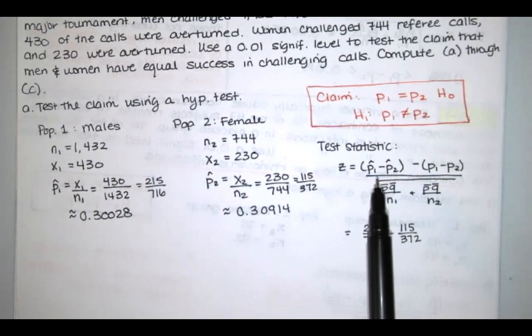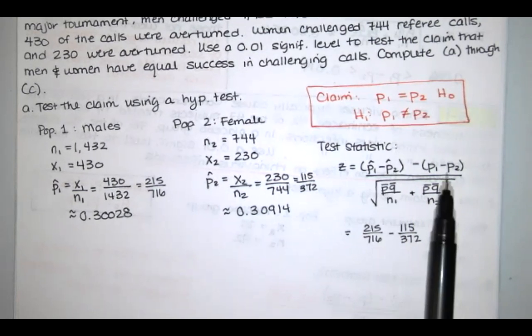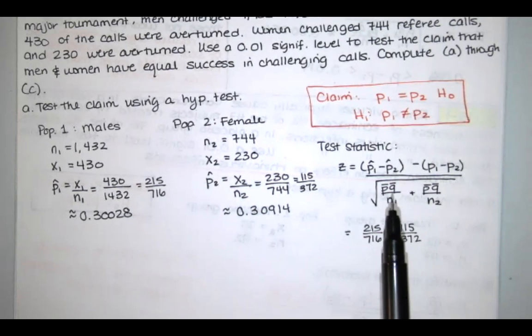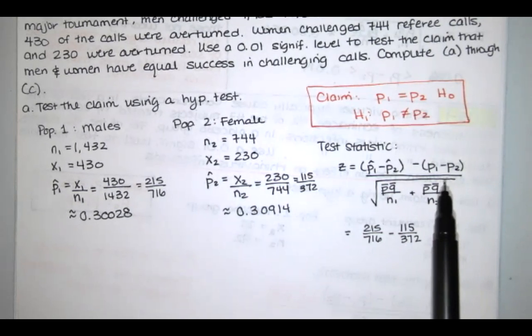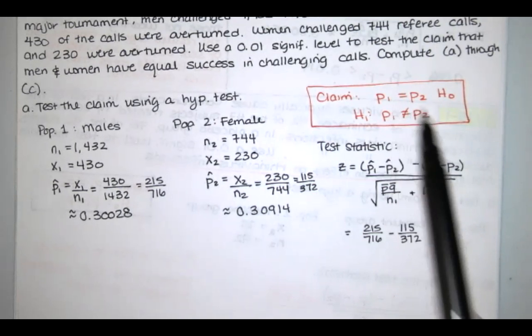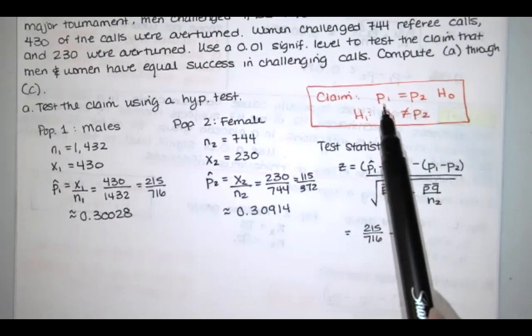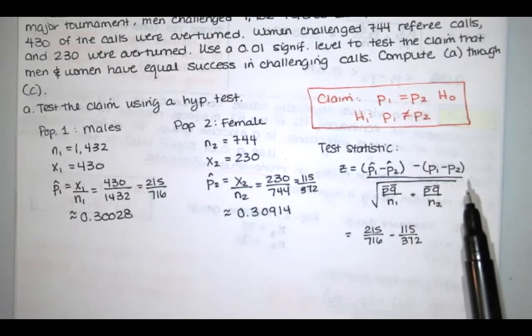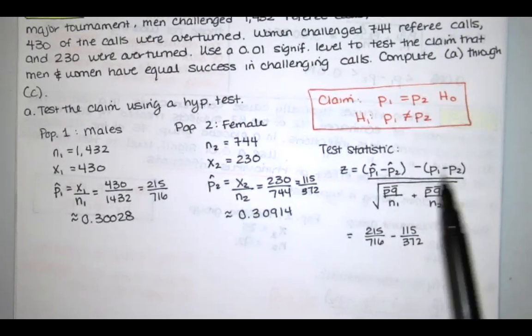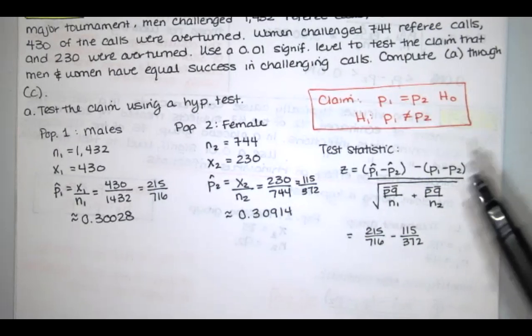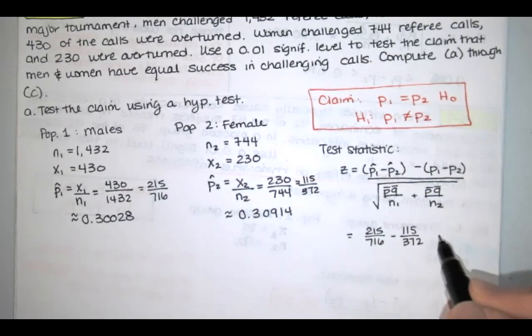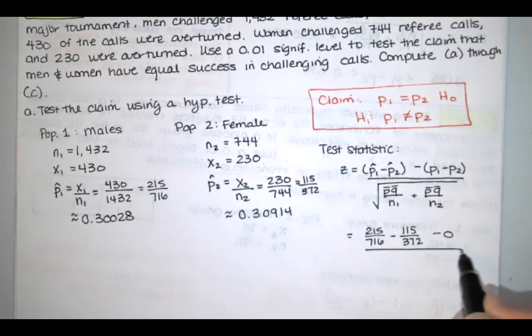And the mean of the distribution of P1 hat minus P2 hat is actually P1 minus P2. Whenever we're running a hypothesis test, we're assuming that the null hypothesis is true, which means that P1 is equal to P2. And if P1 is equal to P2, P1 minus P2 is 0. So we've got this here, and we're subtracting 0 from that, which doesn't change things much.